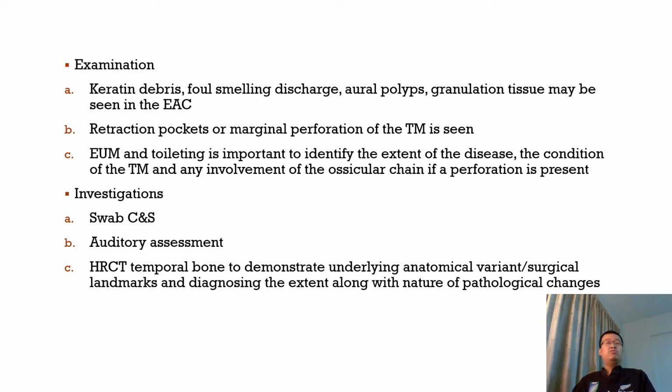What you need to do is examination under microscope. You need to toilet it properly to identify the extent of disease. You need to see the condition of the tympanic membrane and whether there's any involvement of the ossicular chain. All this is important for us to stage the disease. Now, investigation-wise, you do a swab, auditory assessment to give you a baseline hearing for this affected ear as well as the non-affected ear, and a high-resolution CT temporal bone, which would allow us to demonstrate the underlying anatomical variant, surgical landmarks, and diagnose the extent along with the nature of the pathological changes.